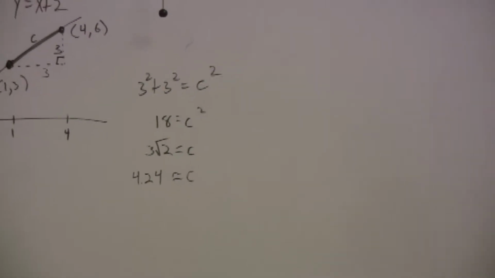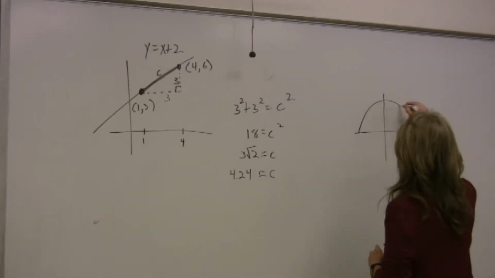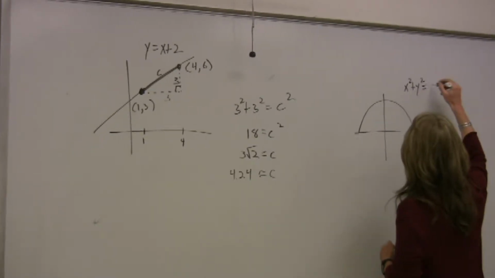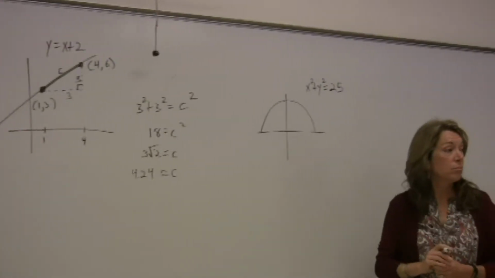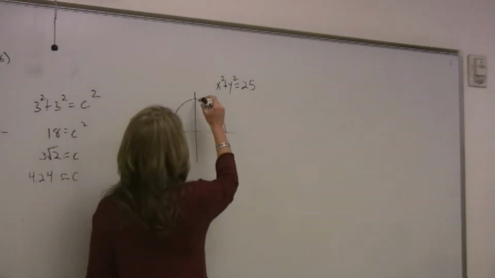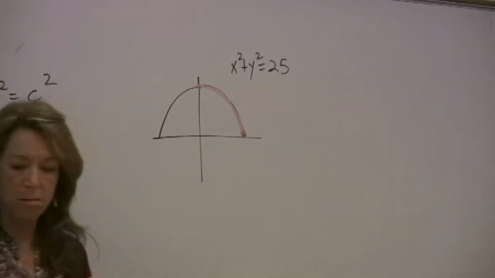So I claim that you knew how to find arc length way back when it was a straight line. Are there any other curves that you know how to find the length of? Any other graphs that you know besides straight lines? Circles. So here's the top half of the circle. Maybe it's x squared plus y squared equals 25. And maybe I want to know just the length of this piece right here.